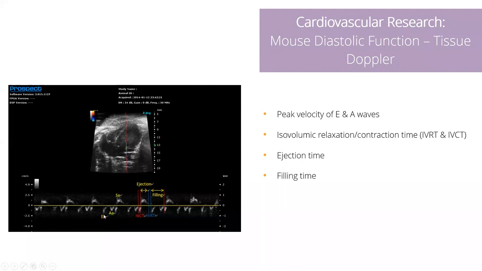And here it's just called E prime and A prime, and that's coming from tissue Doppler. And the ratio between E prime and E from the pulse wave Doppler can tell us a lot about what's going on here as well. So this is done by some people doing cardiovascular research, but not everyone, but it is available on the system.